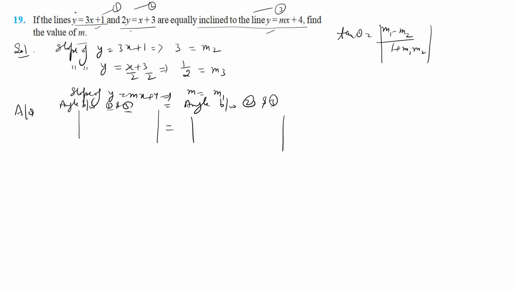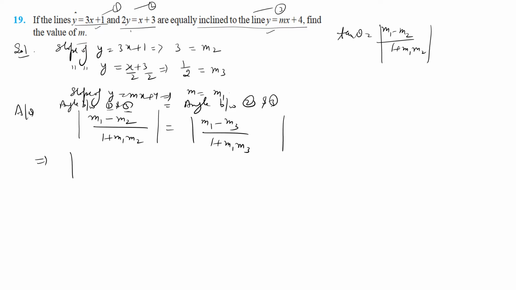So the formula will be m1 minus m2 upon 1 plus m1 m2, and here I will take m1 minus m3 and 1 plus m1 m3. Why? Because the slopes of the lines involved, these lines 2 and 3, we are having as your m1 and m3. Okay, and here it is m1 and m2, right? So let us start putting the values.